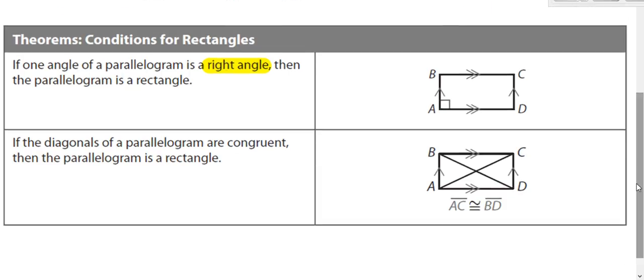If the diagonals are congruent, then the parallelogram is a rectangle also. So if you know the diagonals are congruent and you know opposite sides are parallel, that's good enough also. You can prove that pretty easily just by using some alternate interior angles, proving the triangles are congruent, and going that way. So in order to know a parallelogram is a rectangle, you either need one right angle or congruent diagonals.